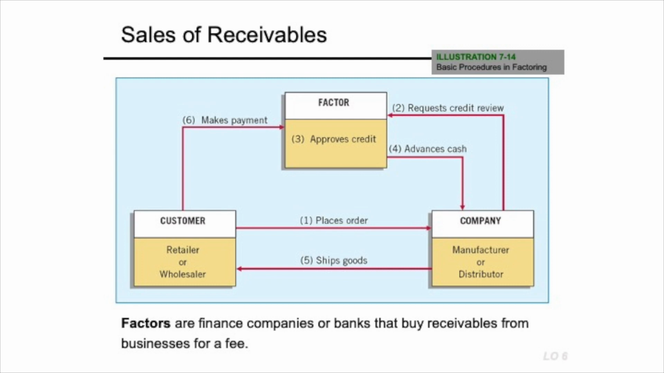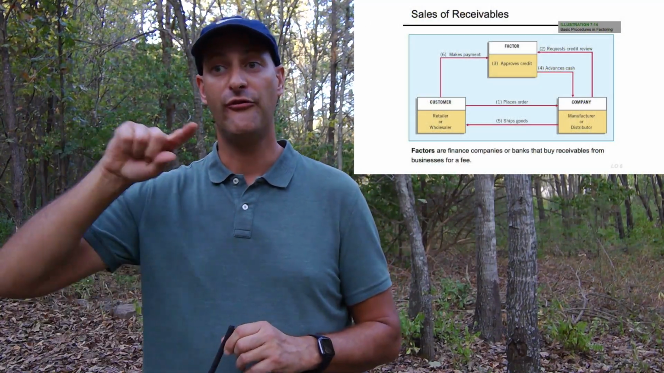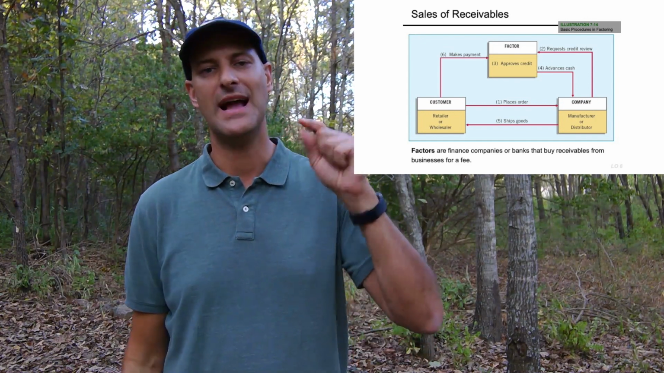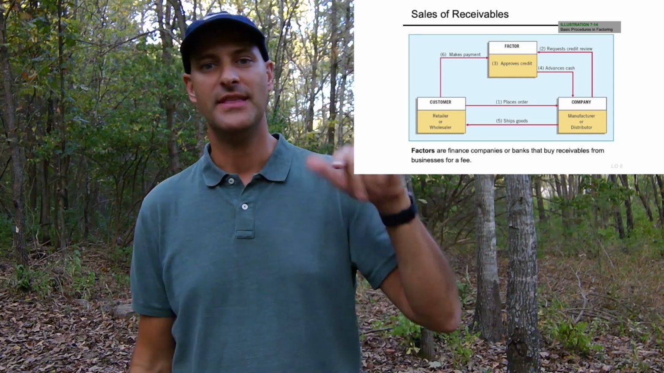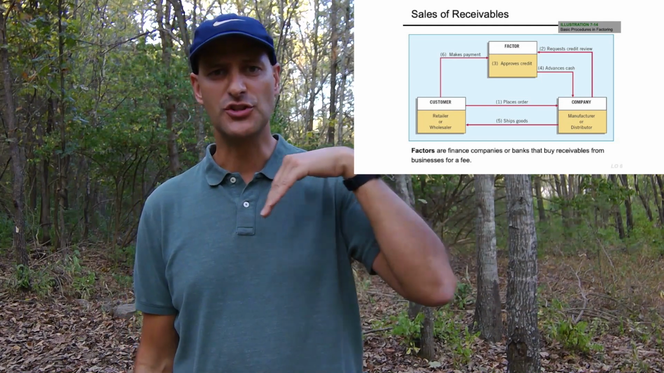So basically, in the sale of receivables, we have the customer and the company. The company has a receivable from the customer. The company is going to take that receivable and transfer or sell it to a factor. A factor is someone who gives them money for, or buys, the receivable from them. And then the customer actually makes payment to the factor. That's why it is a sale. So that's the general structure.